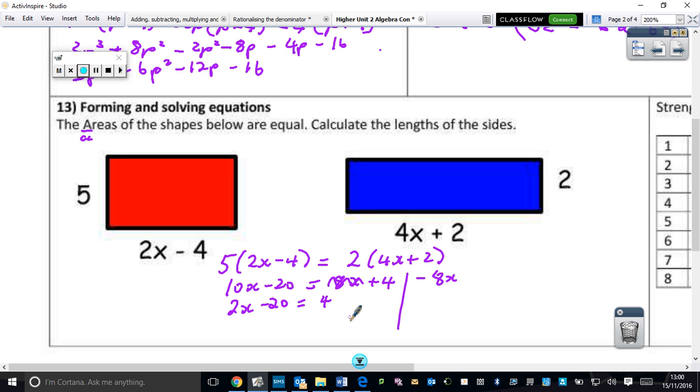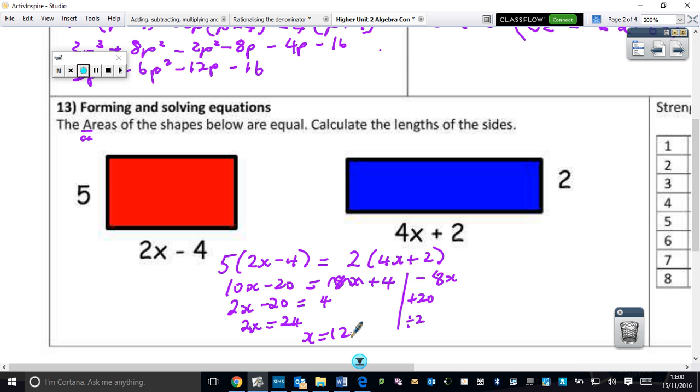Okay. We've got 2x and we've got minus 20. Minus 20 first turns into plus 20. Plus 20, 24. So 2x equals 24. Get rid of the 2. Divided by 2. x equals 12. So that's that part solved.